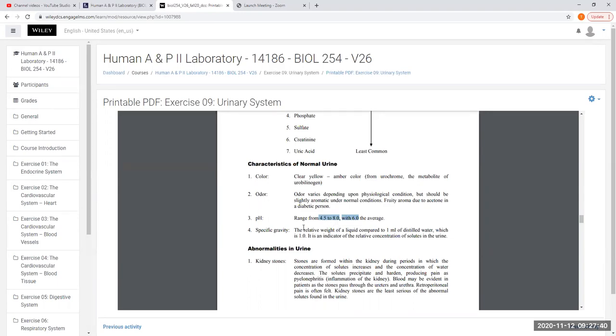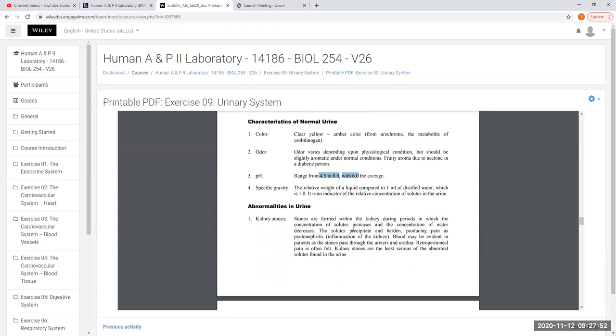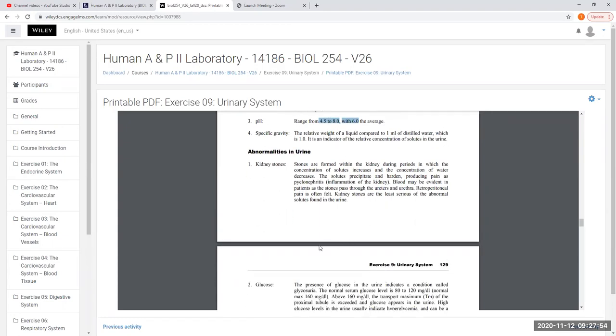That would make the urine acidic, and vice versa. So that's why we have this large pH range. The average is somewhere around 6, just above, just below, right? But anywhere in here would still be considered normal. Now, the next section talks about the abnormalities.